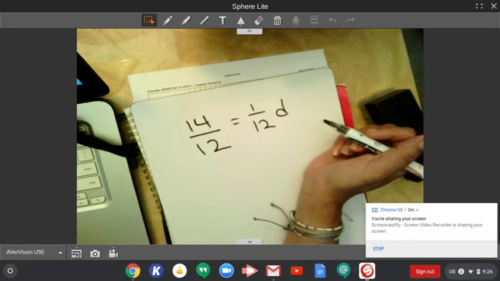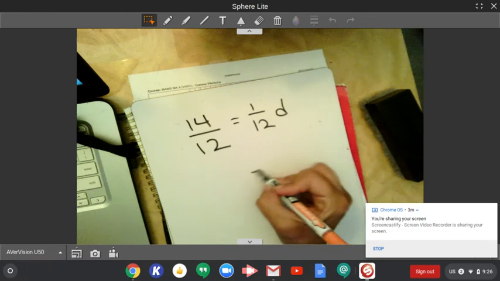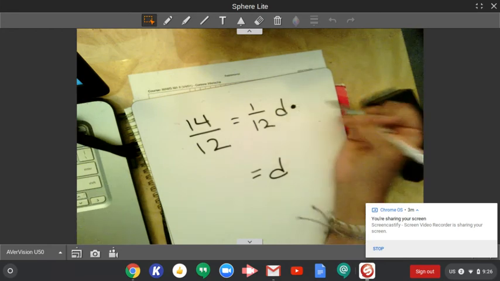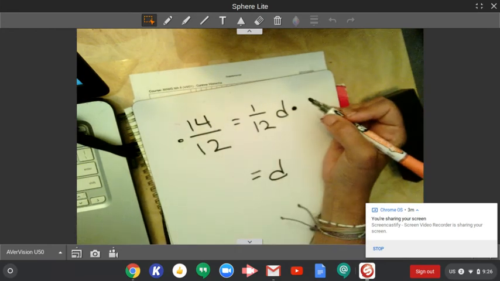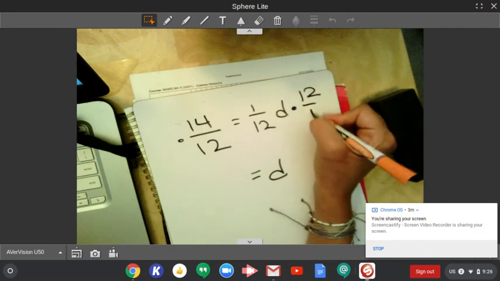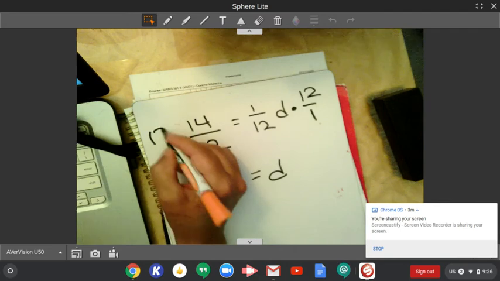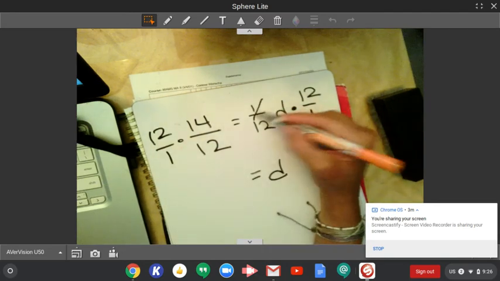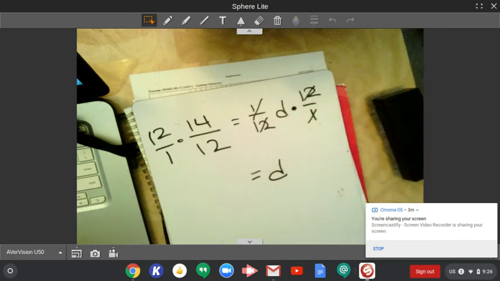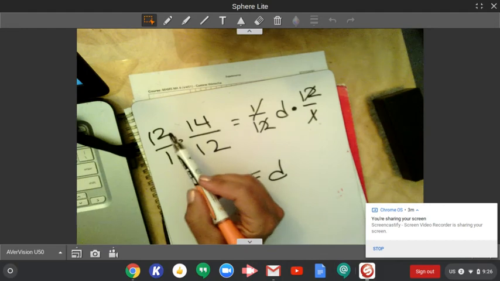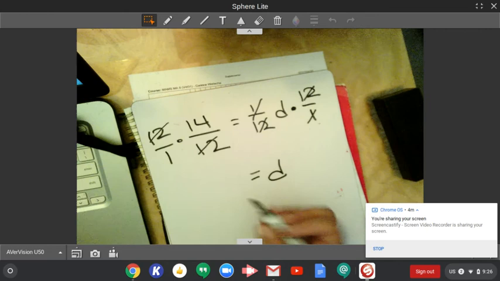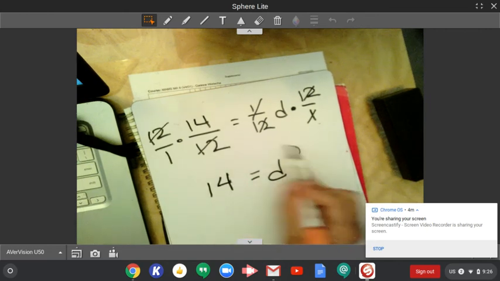In order to remove this fraction and get the letter d by itself, we can figure out what d is. We're going to multiply both sides by the reciprocal of 1/12. So the reciprocal of 1/12 is 12 over 1. So I'm going to multiply both sides by 12 over 1. This is going to turn into 1. 12 divided by 12, 1 divided by 1, 1d. And luckily, we can get rid of this fraction here because we have cross products here. 12 divided by 12 is 1, and you get 14.